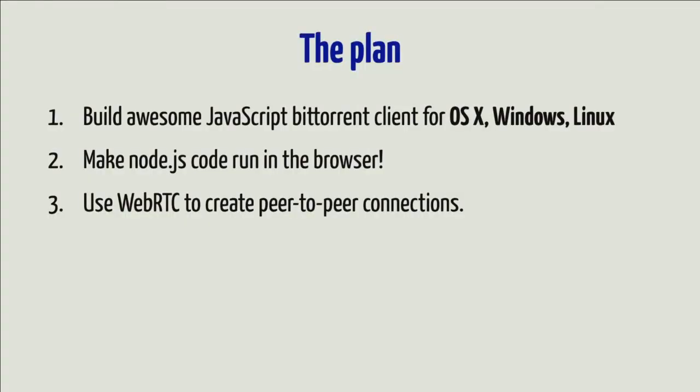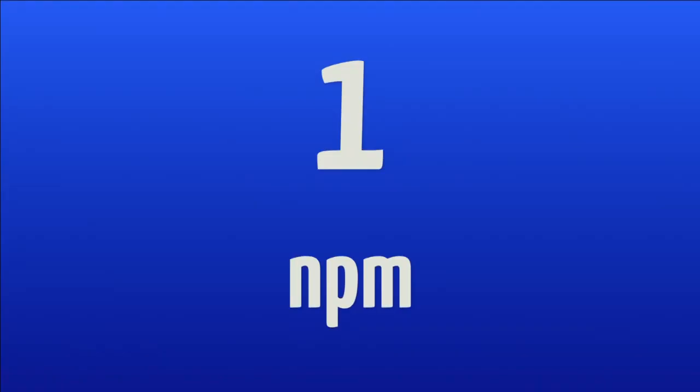Number one, we have to have an awesome JavaScript BitTorrent client. So we have to write an entire BitTorrent client in JavaScript, which is in and of itself a kind of crazy undertaking. Next, we have to make that client run in the browser because it's Node.js, so it's not going to run in the browser by default. And then lastly, we need to use WebRTC to actually create the peer-to-peer connections. So we're going to do it in 3 steps. First, we're going to talk about NPM, then we're going to talk about Browserify, and then WebRTC.